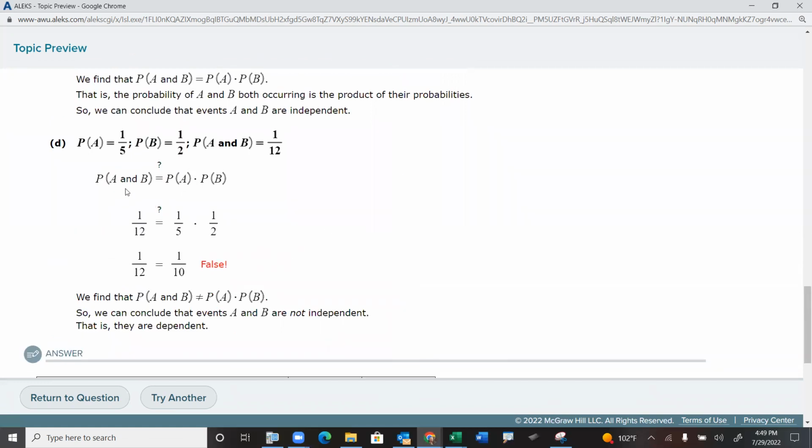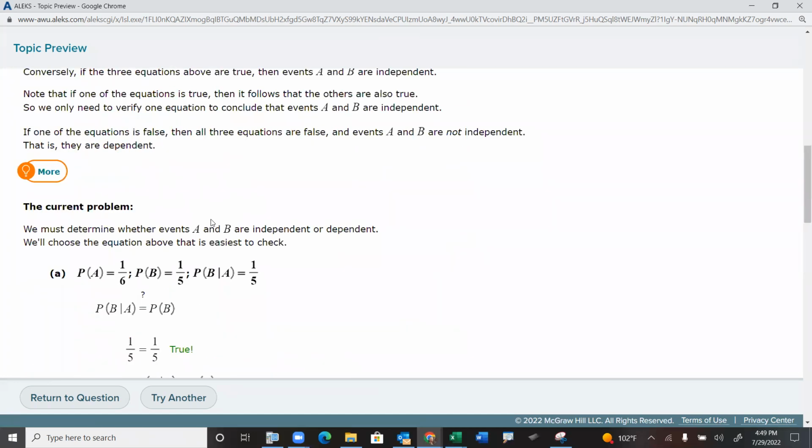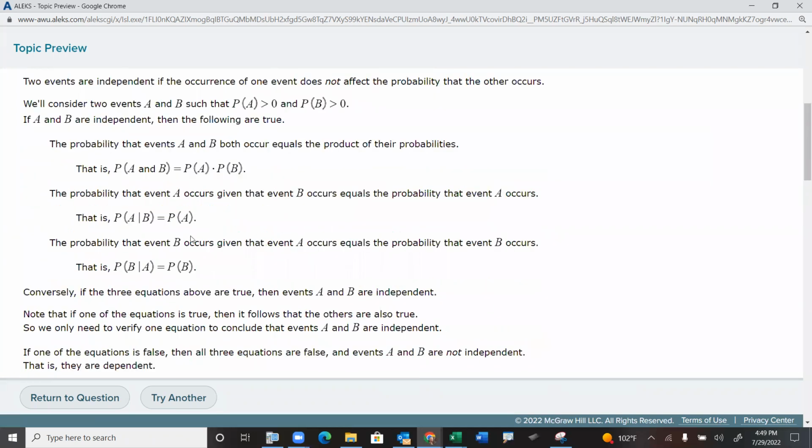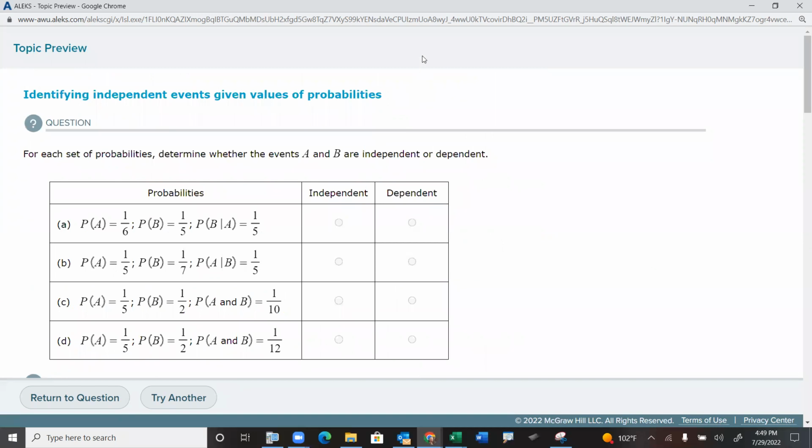But on this one, probability of A and B is equal to, okay, same formula, but they don't match up. So they're not independent. They are dependent events. So depending on what information you're given, you're going to use different formulas from right here. And that's really it.